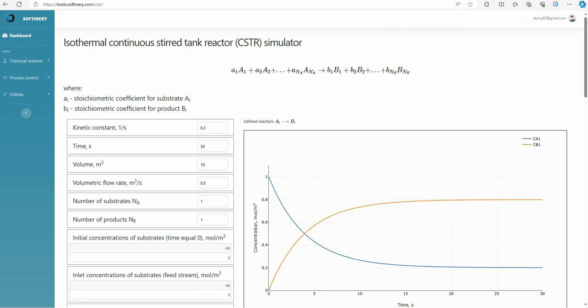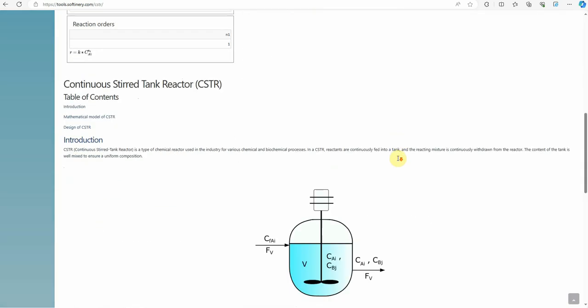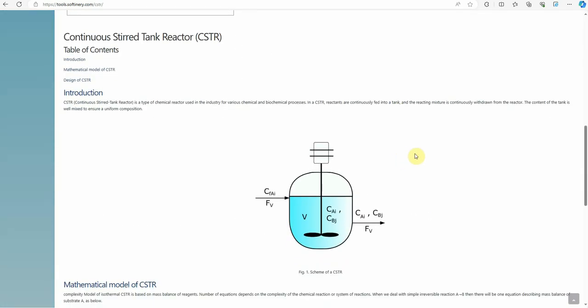I will start with the theoretical part and next I will show you the simulation process. If you are familiar with the mathematical model of a CSTR, you can go to the next chapter. The theory is presented below the application. A CSTR is a type of chemical reactor in which substrates are continuously fed into the reactor and products are continuously withdrawn. The reactor is well mixed due to the application of an agitator. In this case, we deal with an isothermal process.